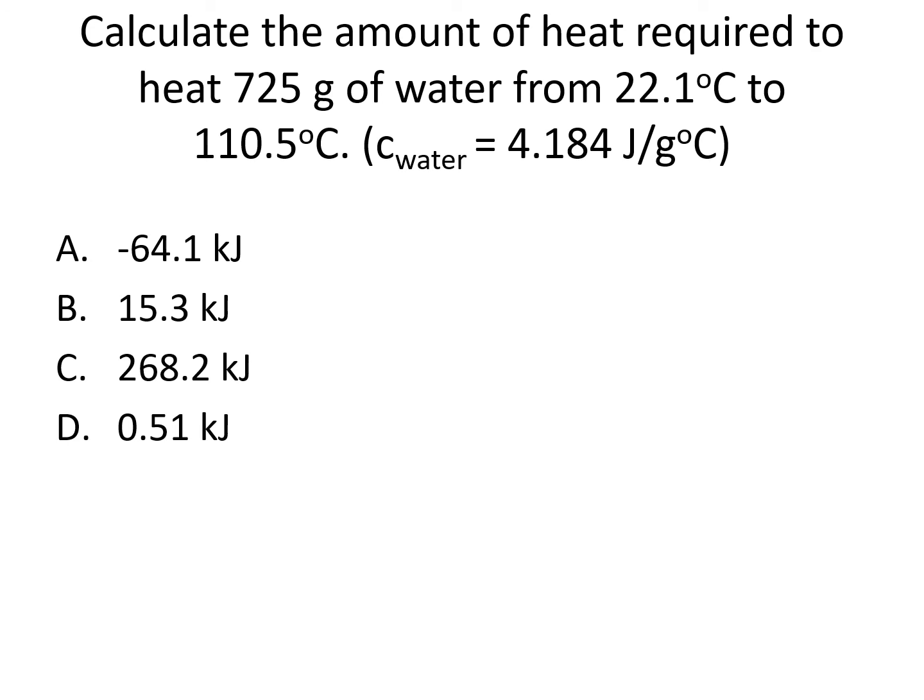Calculate the amount of heat required to heat 725 grams of water from 22.1 degrees Celsius to 110.5 degrees Celsius. The specific heat of water is 4.184 joules per gram Celsius. Is it A, negative 64.1 kilojoules, B, 15.3 kilojoules, C, 268.2 kilojoules, or D, 0.51 kilojoules?